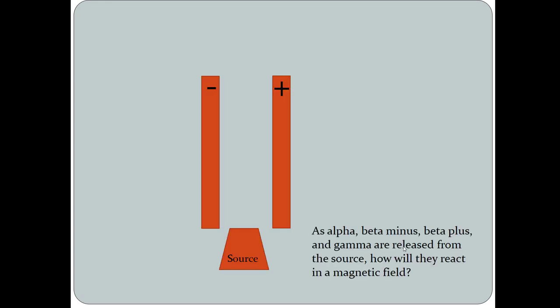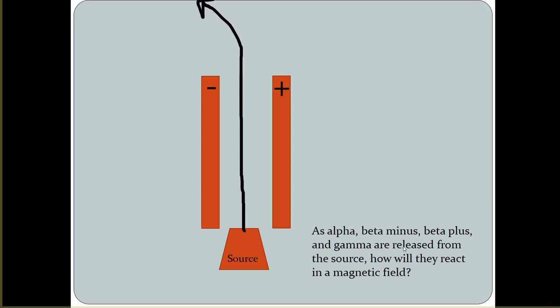So let's look at a diagram, and this is representing a magnetic field. So you have your radioactive source, and let's start with alpha particle. As the alpha particle comes out, it is very heavy, and it is positively charged, and it is slightly influenced by that negative field. So this is our alpha particle, or it's drawn like this, and it is positively charged, and it's very, very heavy. Let's look at the beta minus.